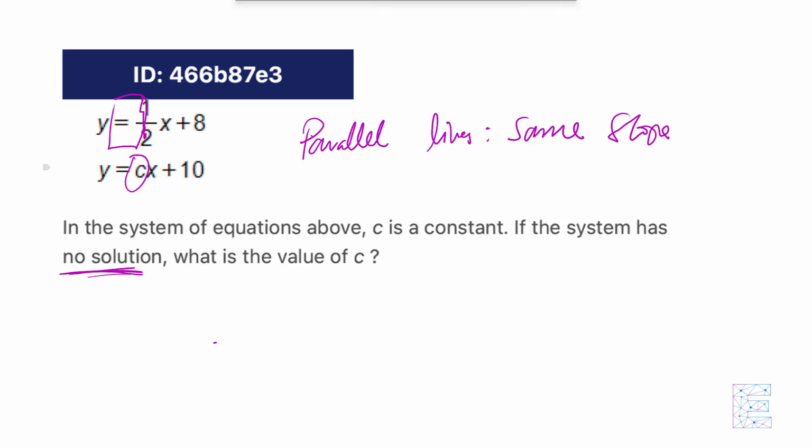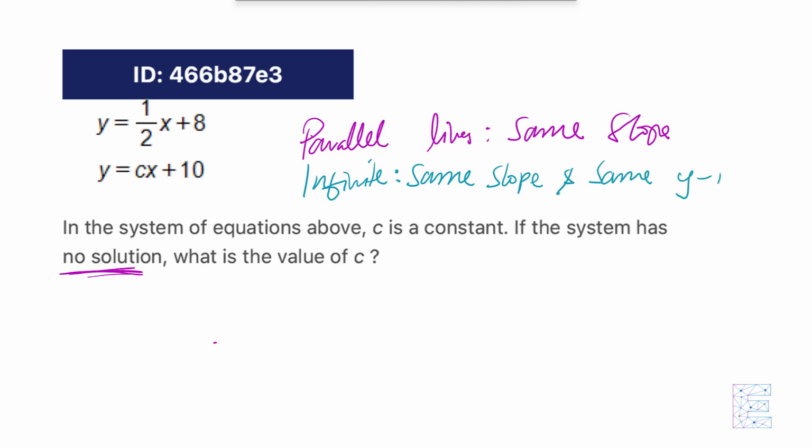Now bear in mind, there's another scenario in systems of equations where you have infinitely many solutions. In that case, you would not only have the same slope, but also the same y-intercept, which means you would have the same exact equation. But for this one, we're looking at no solution, therefore we just need to focus on the slopes being the same. C must be 1/2. That's it.